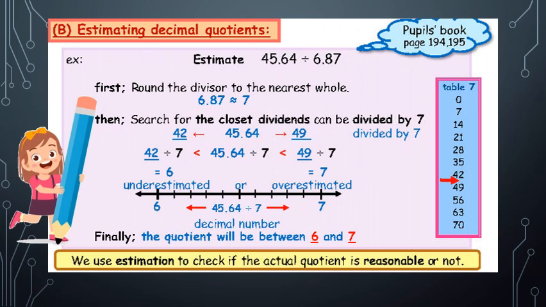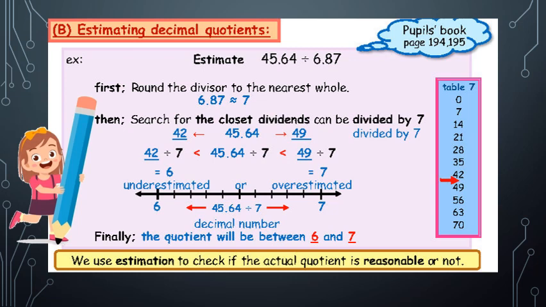Estimate decimal quotient. If we have the exercise 45 and 64 hundredths divided by 6 and 87 hundredths, we want to know estimately the answer of the quotient. First, we will get the divisor and round it to the nearest whole. So 6 and 87 hundredths, the 6, its neighbor is 8, it's a big number, so it will be rounded up into 7.